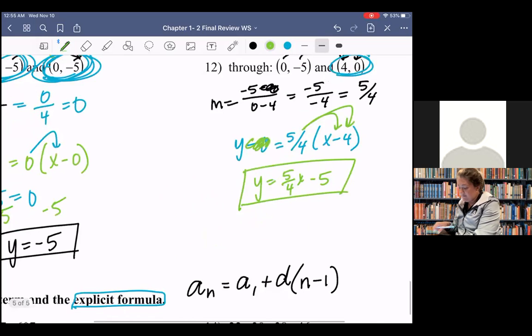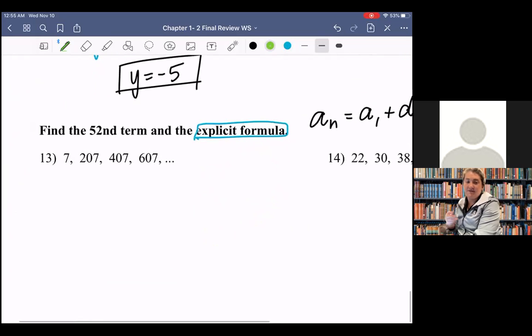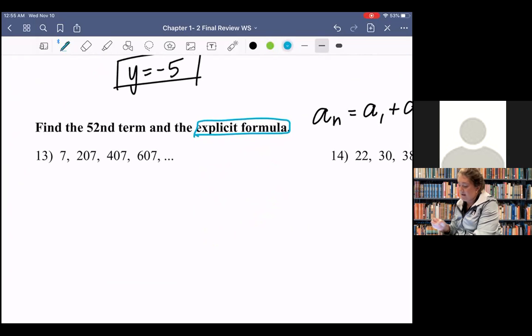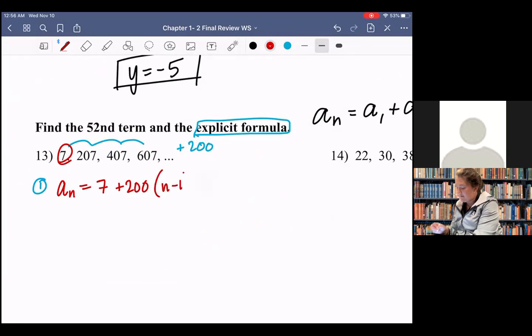Nice. Okay. Last thing says find the 52nd term and the explicit formula. I'm actually going to do the formula first because I see the pattern here is adding 200. So my explicit formula will just look like a sub n equals my starting number, which is 7, plus 200 times n minus 1. That's the whole explicit formula.